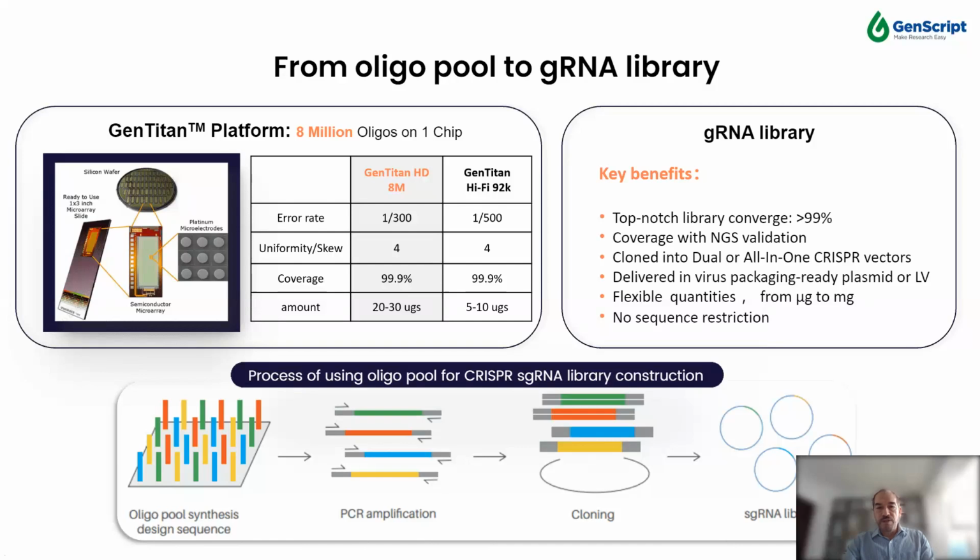So from here, we can easily prepare gRNA libraries. Essentially, after we synthesize the oligos in parallel, we can PCR amplify them. We can clone them in the corresponding vector, and then we can deliver the gRNA libraries depending on your requirements. Could be delivered as a plasmid version or as a virus version. We also offer our libraries in various quantities from microgram level to milligram level, and we don't have any sequence restrictions of what kind of library we're able to make.